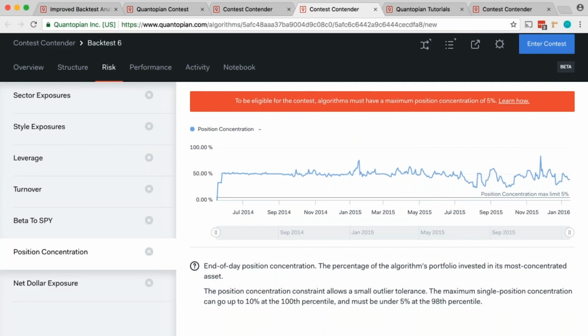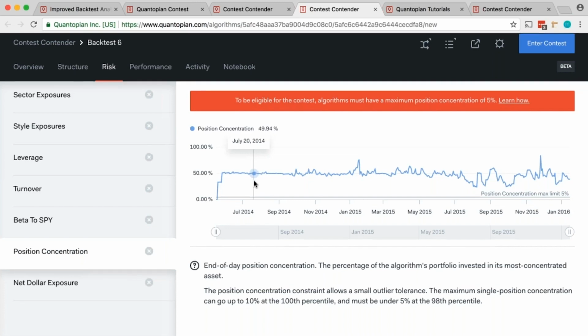The next one that's important for us is position concentration. So we want to make sure that every algorithm doesn't have excessive position risk, because there may be something that makes great returns but is only trading a single stock or two stocks, and that is very overexposed to any events that are specific to that company. In case something goes wrong there, it could mean the whole algorithm comes crashing down.